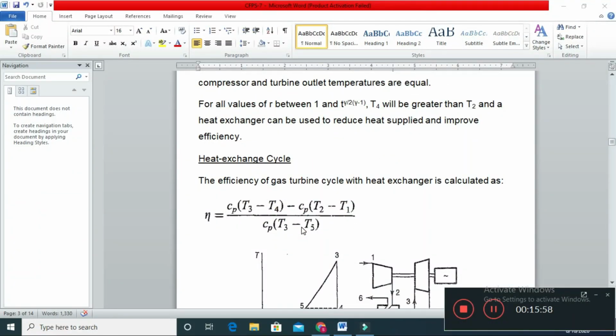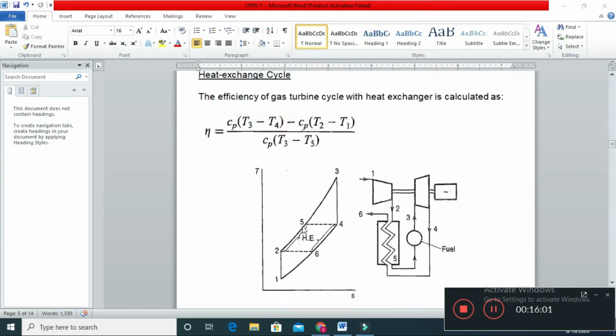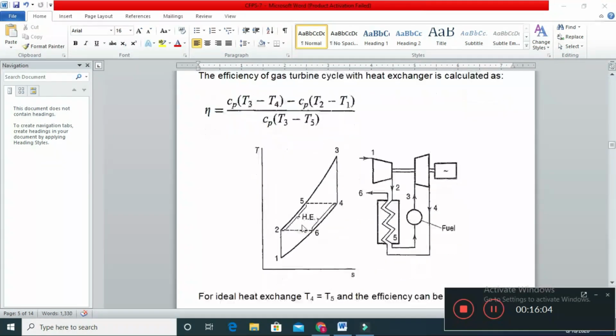To increase the efficiency of the cycle, we can use the heat exchanger. After the fluid comes out from the compressor, and when the fluid comes out from the turbine, the temperature is high, the exhaust gases can be used to preheat the fluid which is coming from the compressor exit. Since there is no change in work, the work obtained will be the same. So specific work is as it is. The efficiency is improved because the heat supplied is reduced.